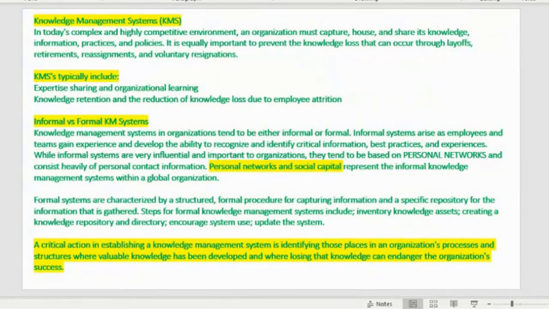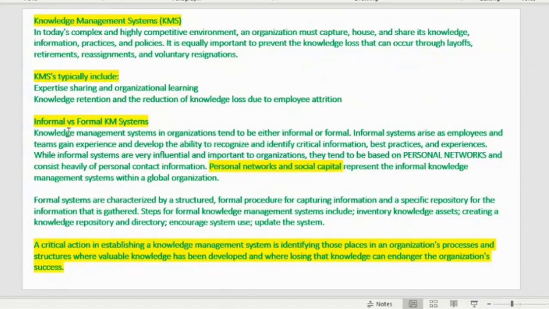All right, so now let's look at knowledge management systems. Now, because organizations operate in complex and competitive environments, the organization must be able to capture, house, share its knowledge, information, practices, and policies. Now, it's equally important to prevent the knowledge loss that can occur through layoffs, retirement, reassignments, and voluntary resignations. Now, knowledge management systems will typically include expertise sharing and organizational learning, knowledge retention and a reduction of knowledge loss due to employee attrition or turnover.